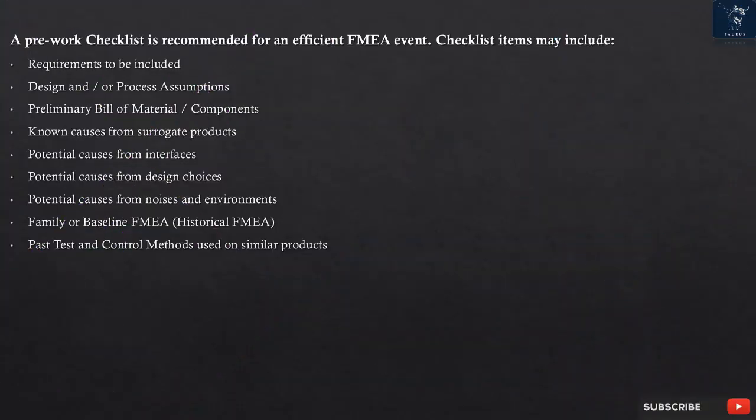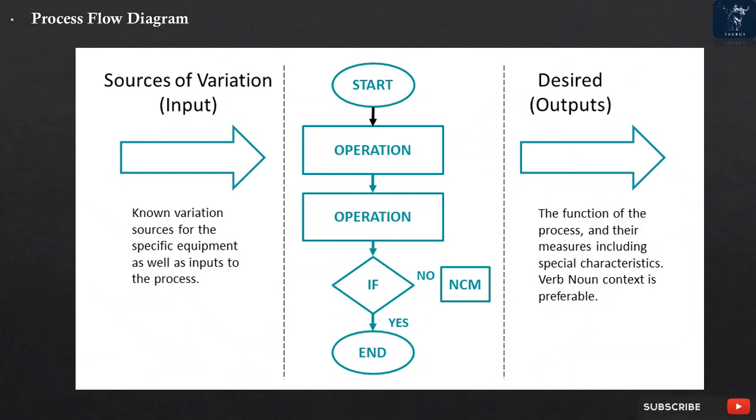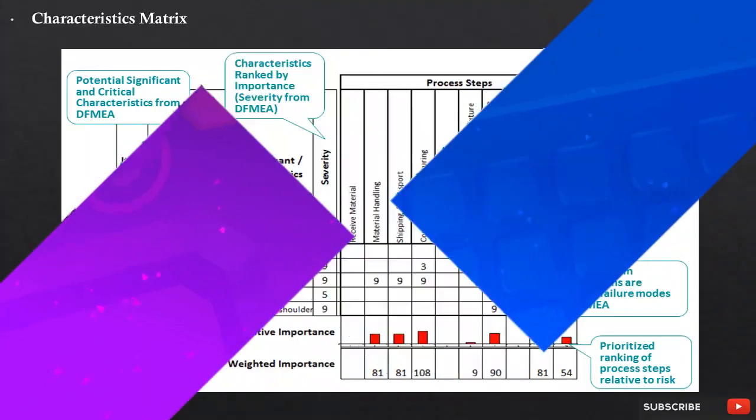A pre-work checklist is recommended for an efficient FMEA event. Checklist items may include requirements to be included, design and/or process assumptions, preliminary bill of material/components, known causes from surrogate products, potential causes from interfaces, potential causes from design choices, potential causes from noises and environments, family or baseline FMEA, historical FMEA, past test and control methods used on similar products. Process flow diagram. Characteristics matrix.